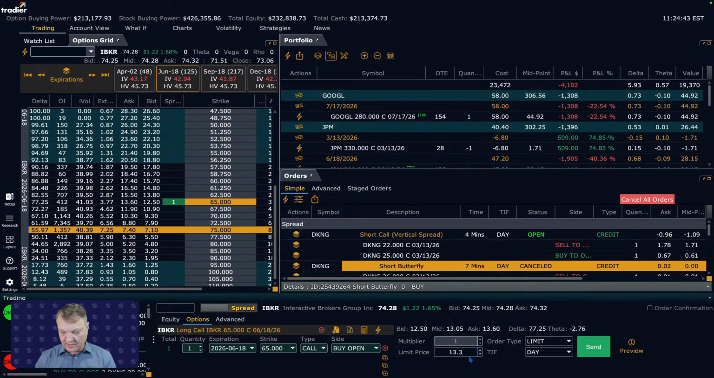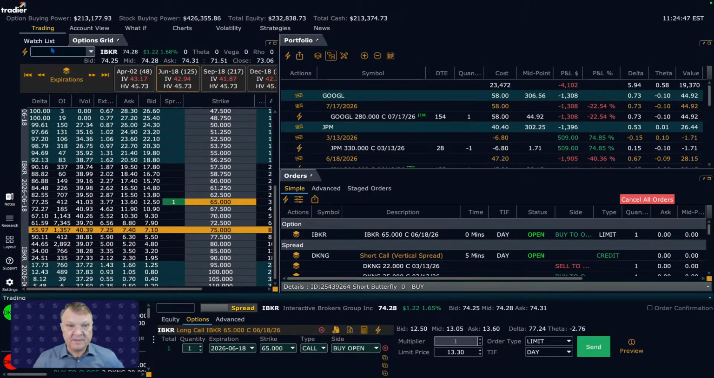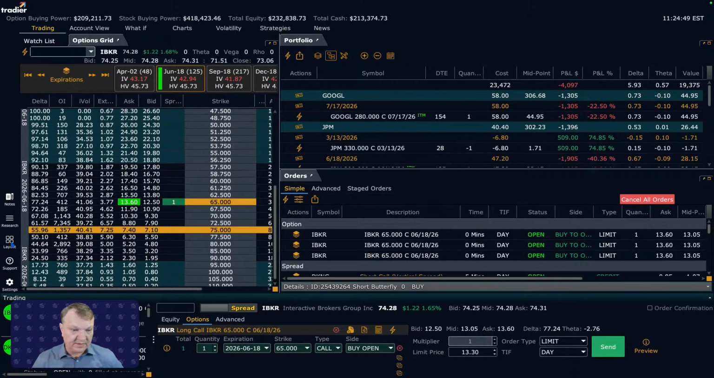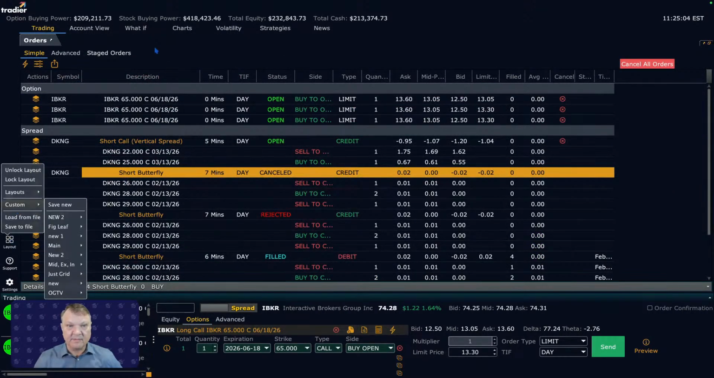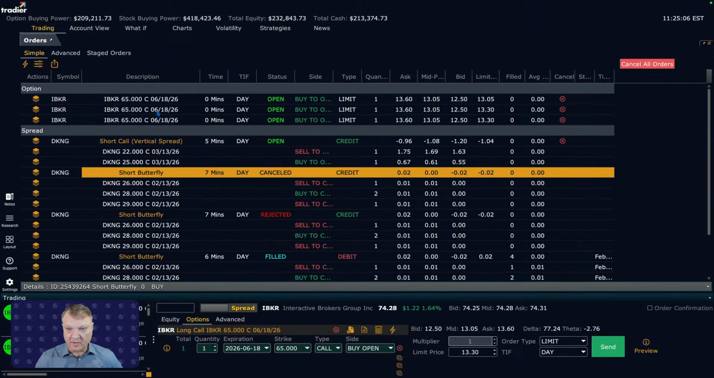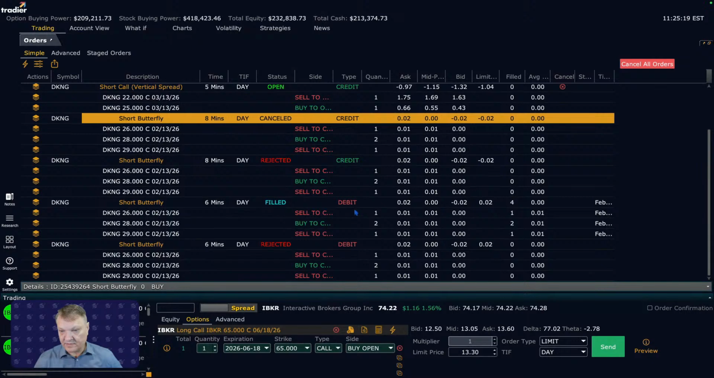330 is going to be the asking price. And let's send that to ticket. All right. And here's our orders. This is the paper trading app, so I don't have the layouts that I normally have, but here we go. So here's our order. That's in it. This trade filled.